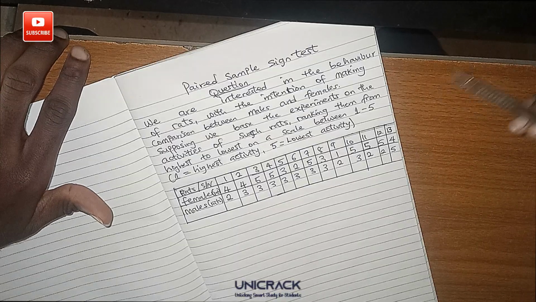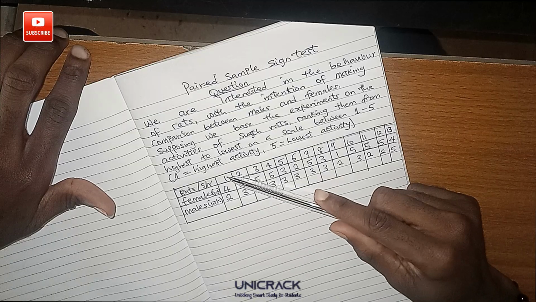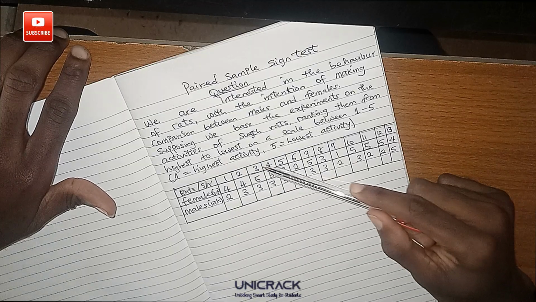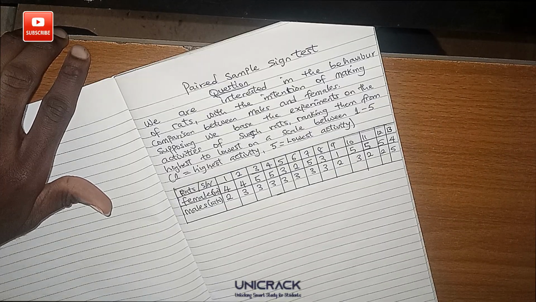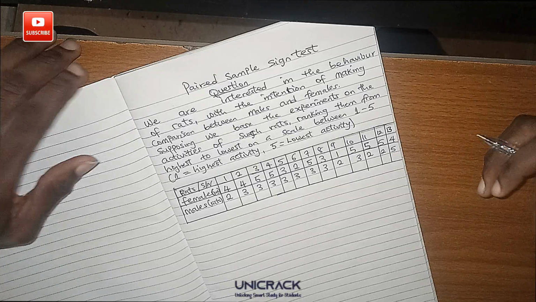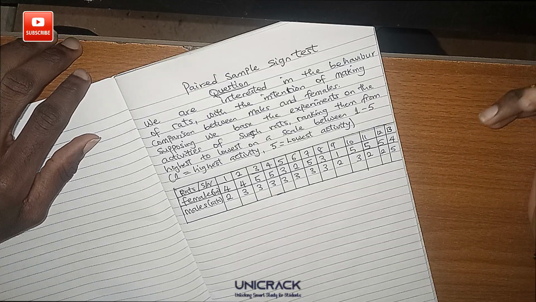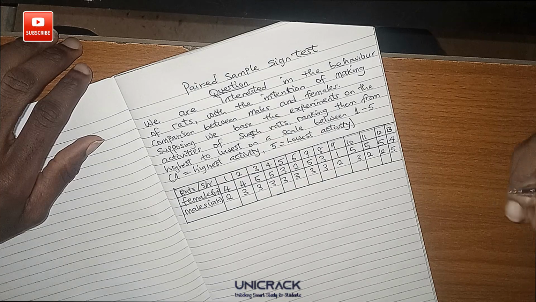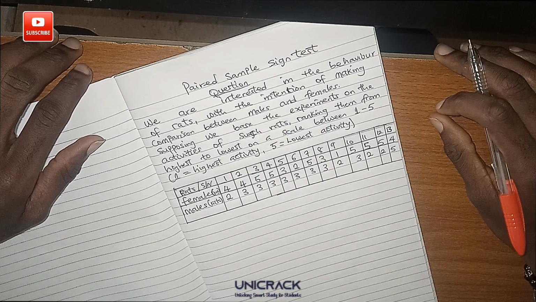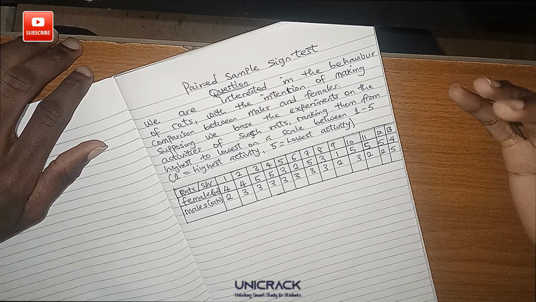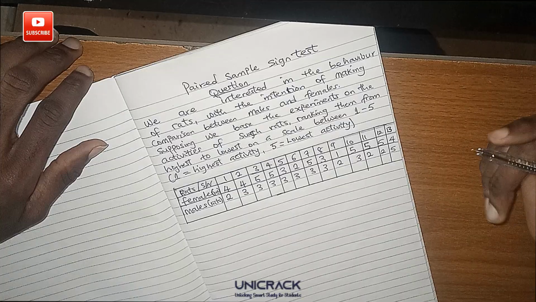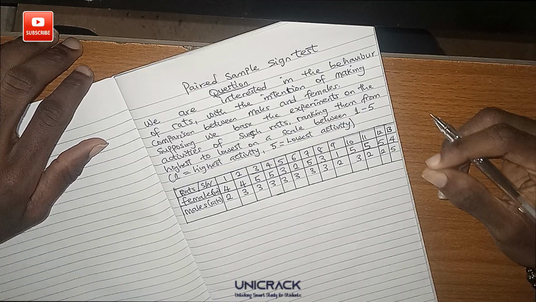Now we have this question and we are supposed to use the paired sample sign test to solve this. For this, we have the first rat, the second rat, the third rat, the fourth rat, the fifth rat, sixth rat, and up to 13 rats, which is our sample. So we have 13 rats as our sample. Now, any statistical test you are performing, the first thing is to state the null hypothesis.